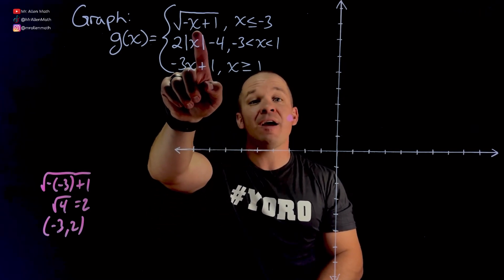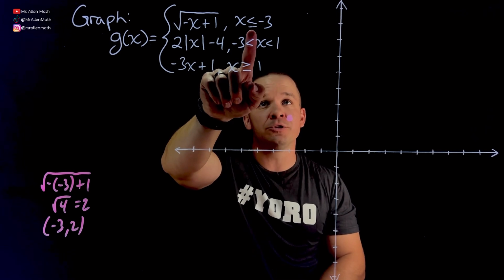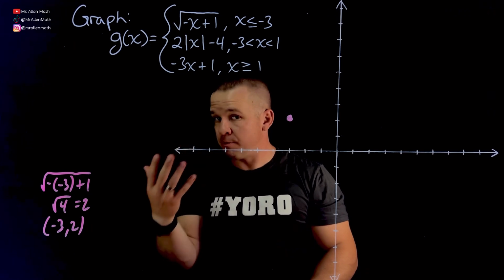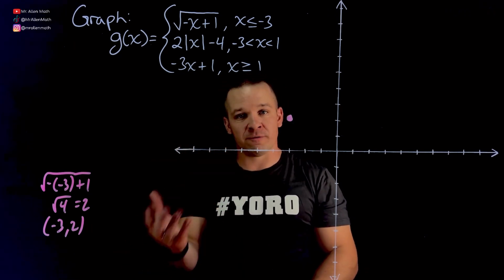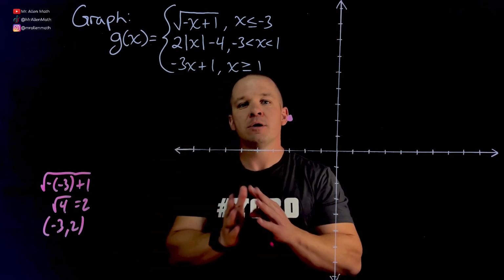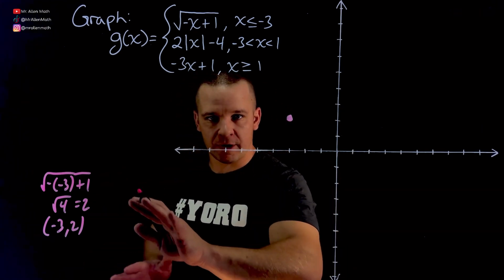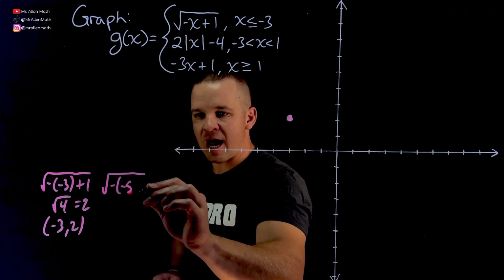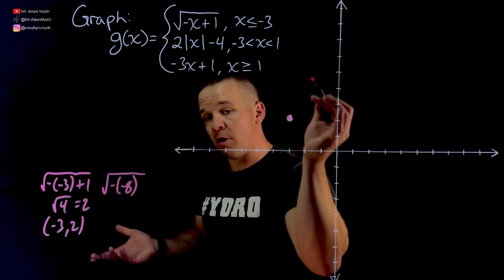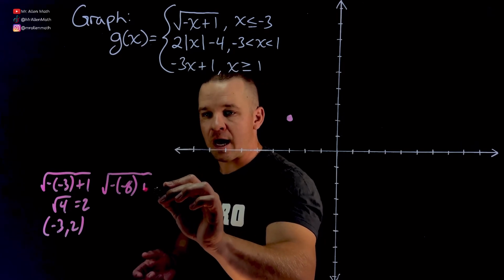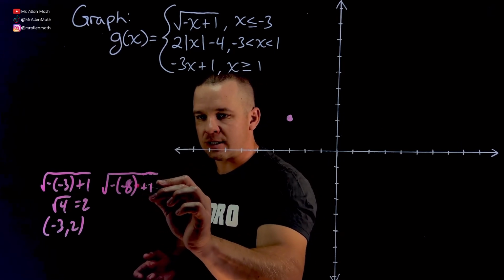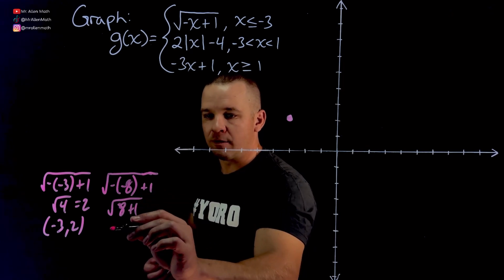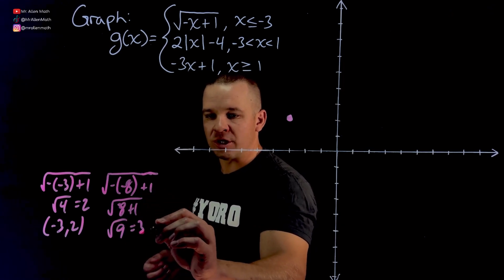Because if I plug in -8 here, which is less than or equal to -3, then I'll get the square root of +9, which is a perfect square, and is 3, okay? So let's do that. Let's plug in, and I'll show that work over here so we can see what's happening. If I plug in -8, which is less than or equal to -3, and I add 1, this is -8, which is +8, plus 1, which is the square root of 9, which is 3.